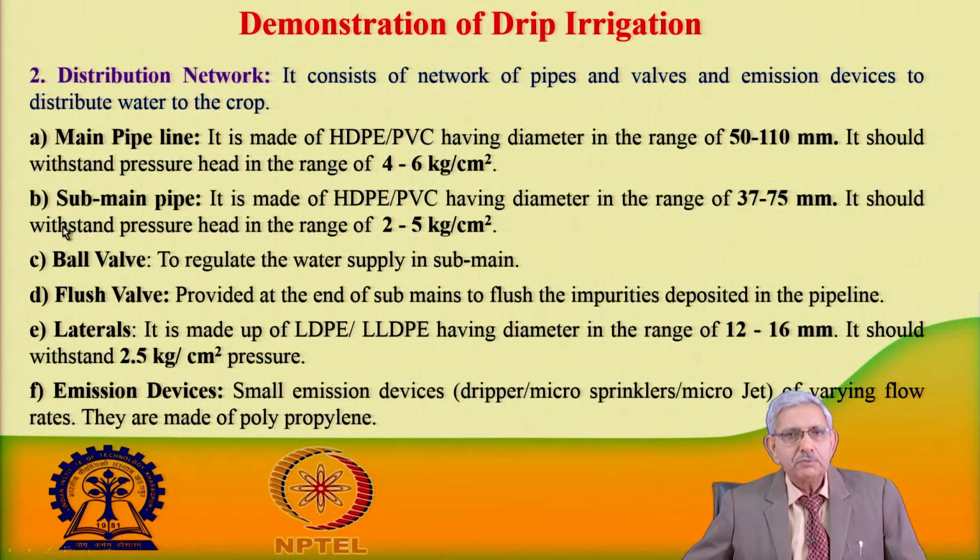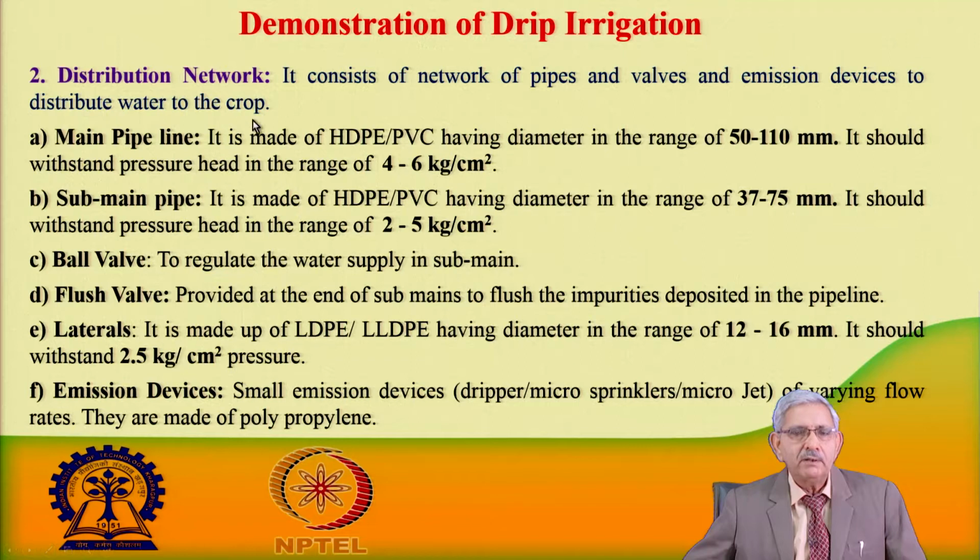Then the distribution network: as the name says, distribution means water distribution. Pipes are of different sizes, and the large diameter pipe is the main pipeline. Normally when the area is very large, a large diameter pipeline is used, or if it is a smaller area, 50 millimeter is the size. Depending on the size of the pipeline and the amount of water it is handling, the pressure range should be from 4 to 6 kg per square centimeter.